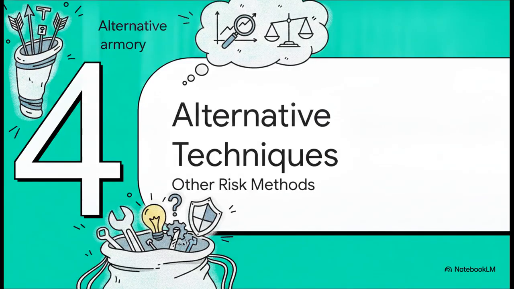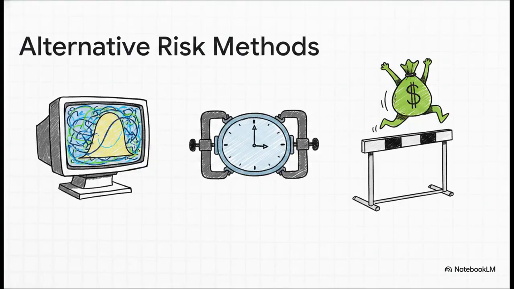And that brings us to Section 4, alternative techniques. Let's look at some other risk methods. If sensitivity and expected values just aren't cutting it, you have three alternative methods to level up your analysis. First up is simulation modeling, often called the Monte Carlo simulation. This is where you use computer algorithms to change multiple variables at the exact same time. It generates thousands of possible outcomes to give you a true probability curve. It's super powerful.